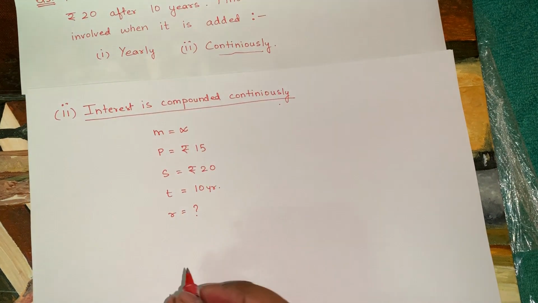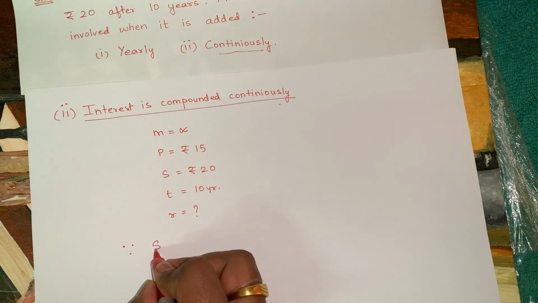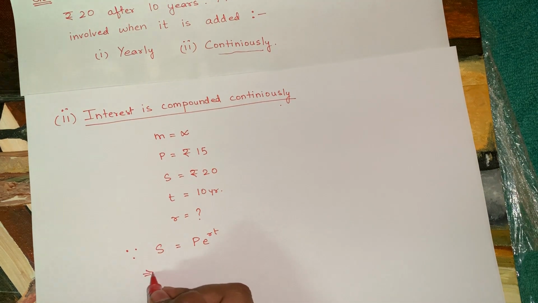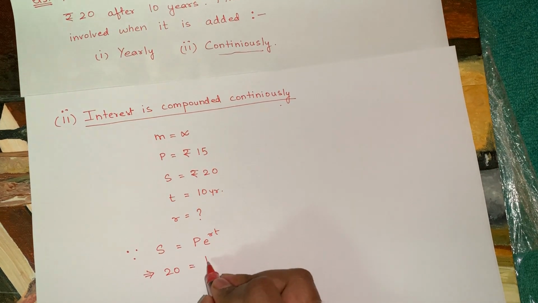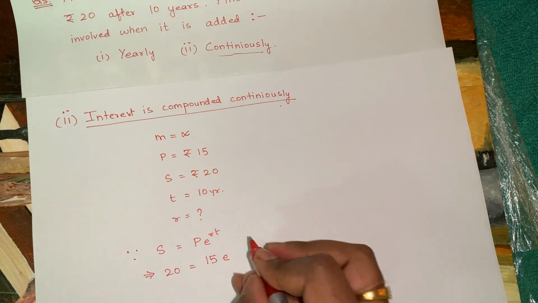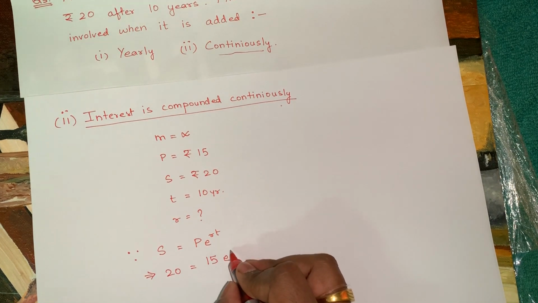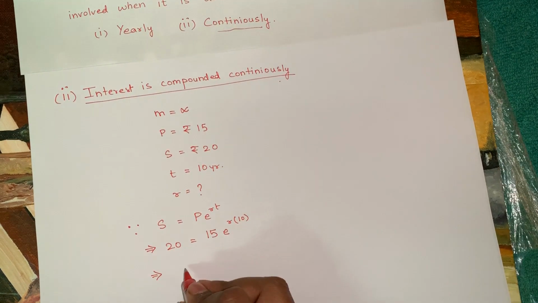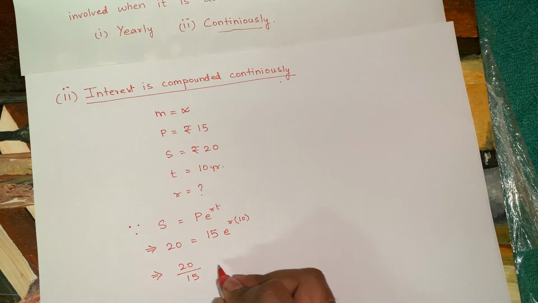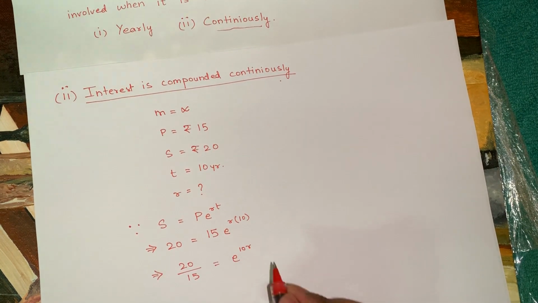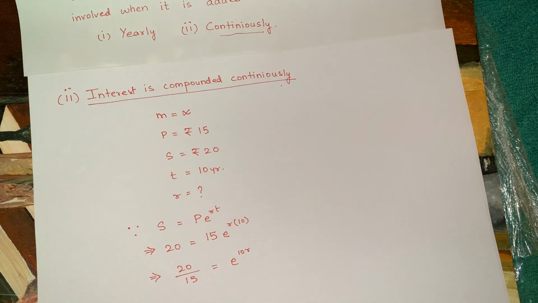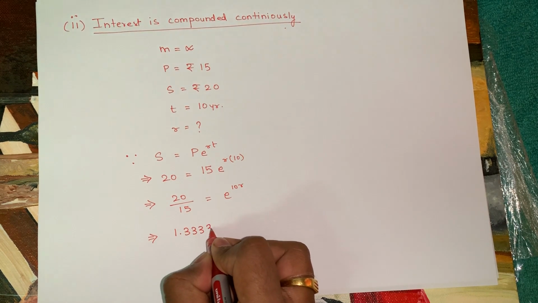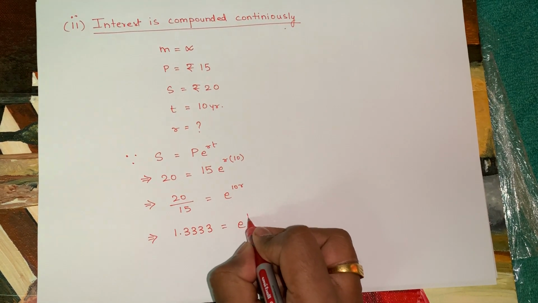So when interest is compounded continuously, we know that the formula of amount becomes A equals P e to the power rt, which implies 20 is equal to 15 exponential to the power rt. We don't know what our r is, so let it be as it is, r multiplied by time, which is 10. So this becomes 20 divided by 15 is equal to e to the power 10r, which implies 1.3333 is equal to e to the power 10r.